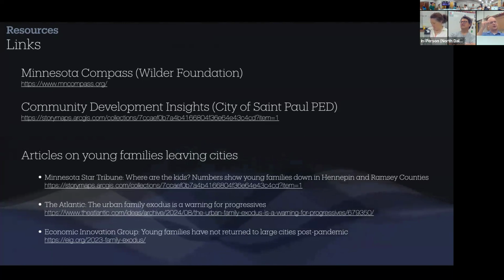So Minnesota Compass from the Wilder Foundation, I use for a bunch of the data, because they have it nicely queried by Como Park. I also use the Census Bureau's website itself. It's not as user friendly, but Compass is. And then the Community Development Insights that I just referenced, and those three articles I showed, on young families leaving cities, are there if you're interested.